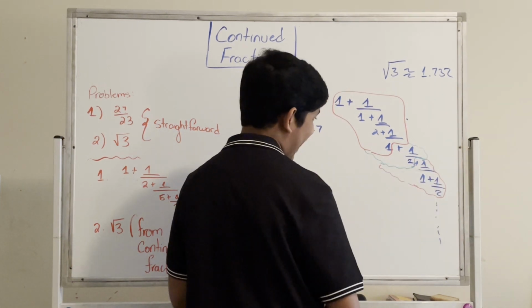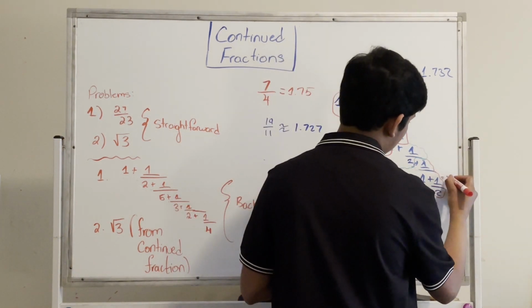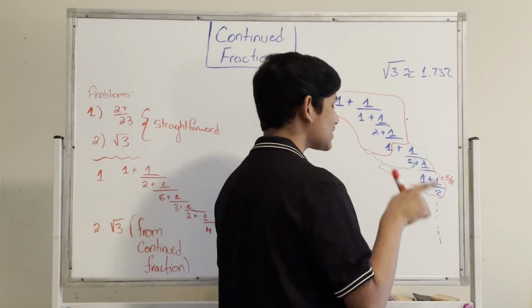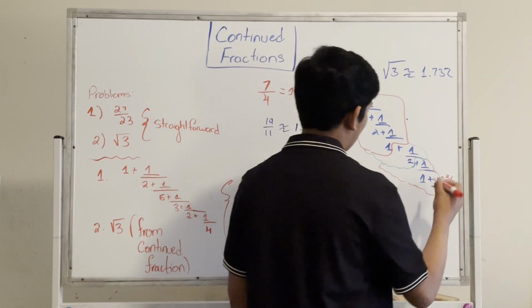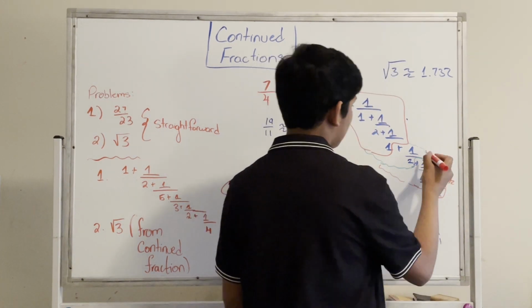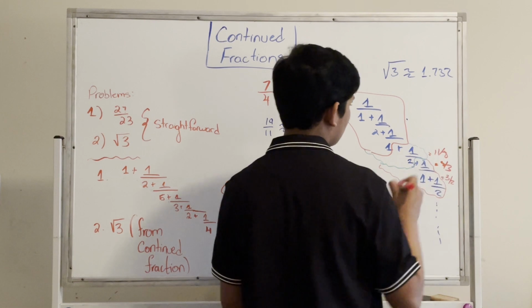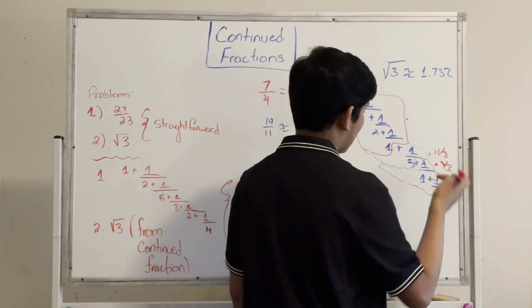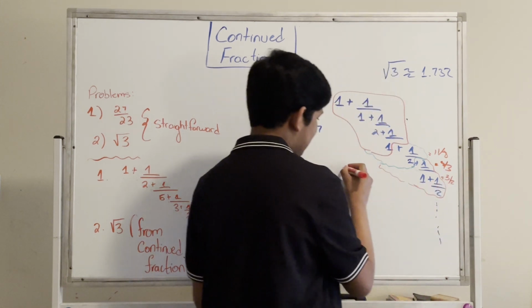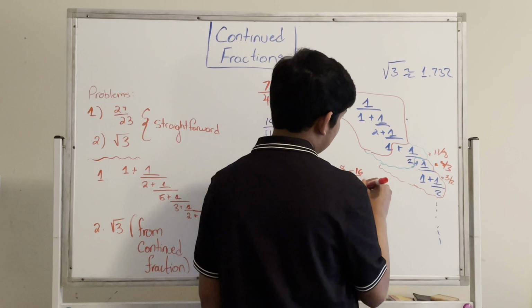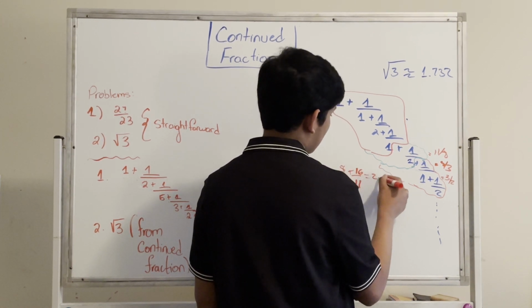So we have 1 plus 1/2. That's just going to equal 3/2. Taking the reciprocal, we get 2/3 plus 6/3, which is going to be 8/3. We have 3 eighths plus 8 eighths, which is going to be 11 eighths. We have 8 elevenths plus 16 elevenths. That's 24 over 11.